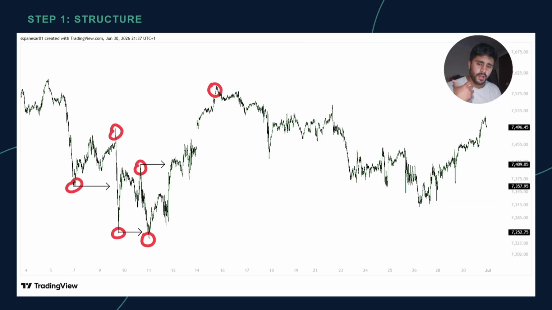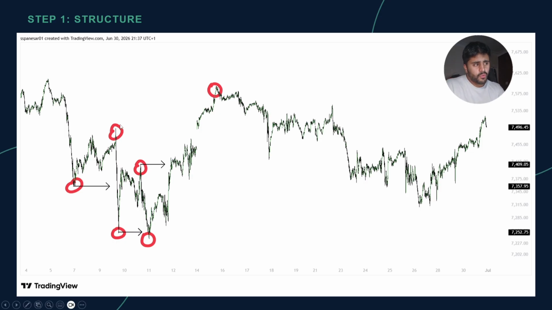Step 1 is about market structure. This is the 15-minute time frame on ES futures or the S&P 500, essentially the same thing. If we take a look here at structure, this is how I mark out my structure. I get lots of questions about market structure, and I'm going to take this video to extensively break down each and every step, starting with step 1, which is structure.